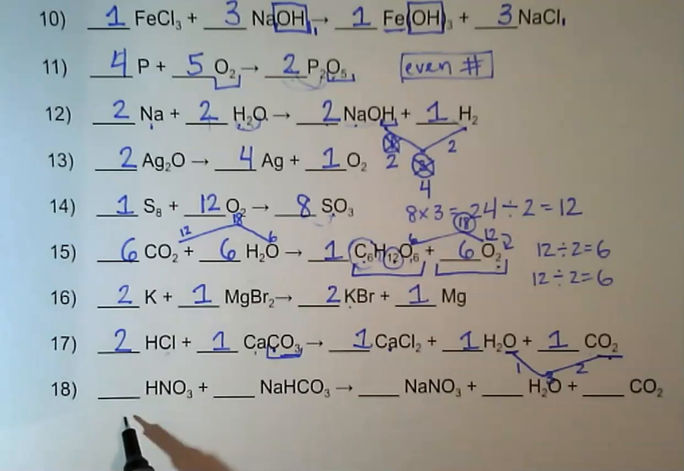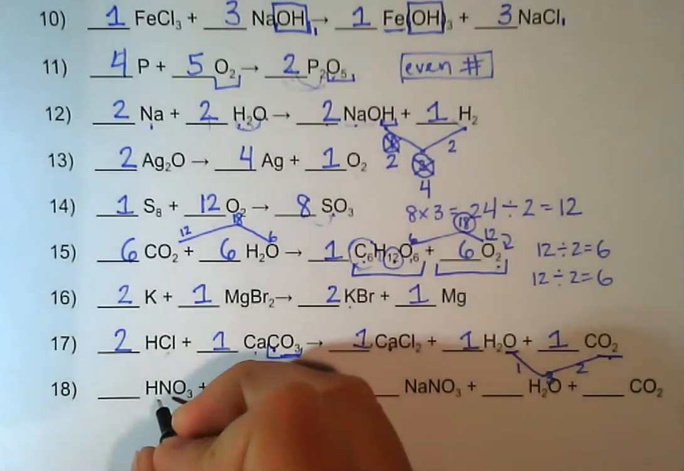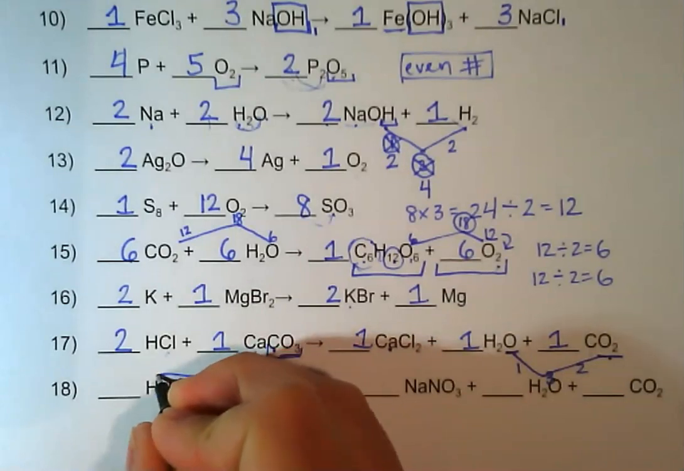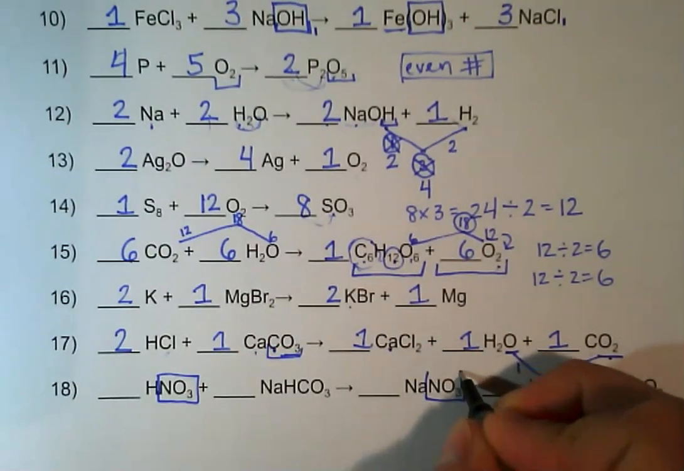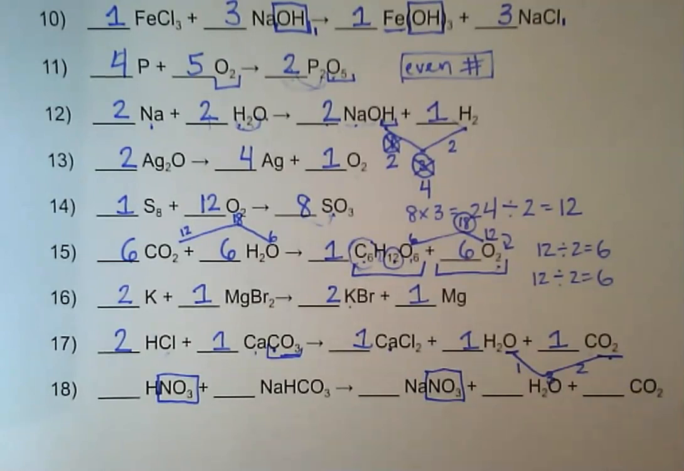Last but not least, HNO3 plus NaHCO3 gives NaNO3 plus H2O plus CO2. So I notice that I see NO3 on both sides, nitrate on my product side, so I can keep that polyatomic ion the same. But the HCO3 changes. I don't have that HCO3 on the product side, so I will need to keep that separated. So let's see. So NO3, we have 1 on each side.